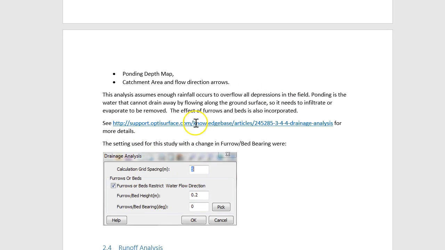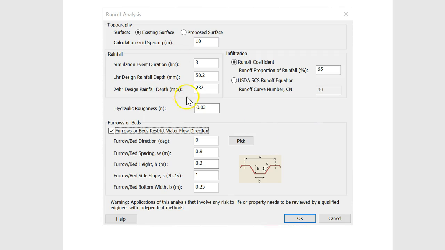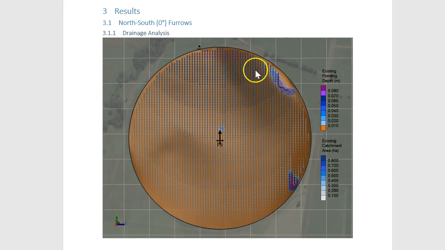Okay, and the report details how the drainage analysis and the runoff analysis is carried out. These are the inputs to the runoff analysis with the local 1 in 10 year rainfall intensities and the furrow geometry that was given to us. The results for north-south running furrows, the surface drainage is quite good, except there's a couple of small spots here. There's a ridge here that stops the water in the furrows from draining at the end here.